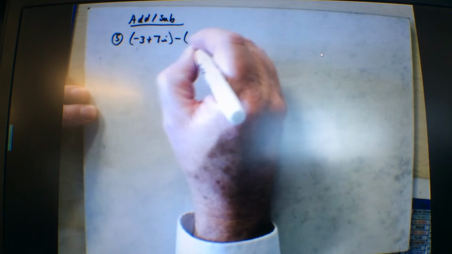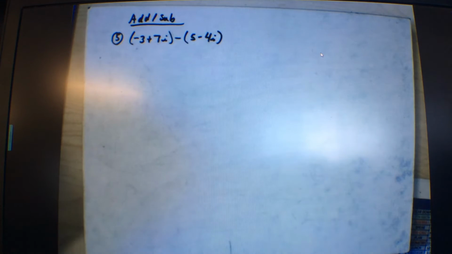So let's talk about addition and subtraction. Everybody loves these because it's just adding like terms. For example, I'm going to go ahead and do subtraction because addition's a little simpler. We're on number 5. Let's say that I have negative 3 plus 7i, subtract 5 minus 4i. Does everybody see that?